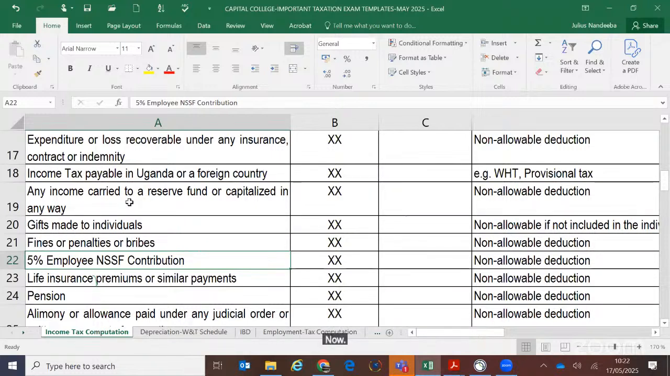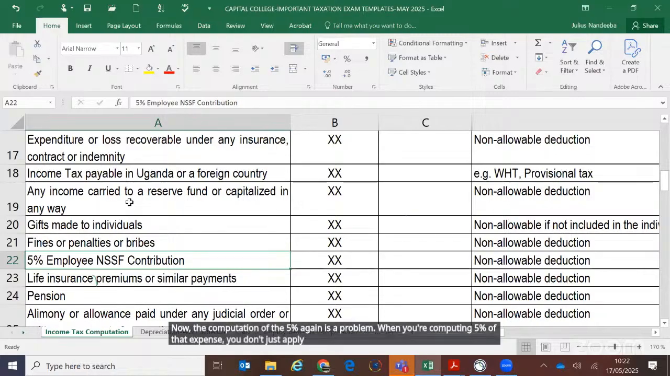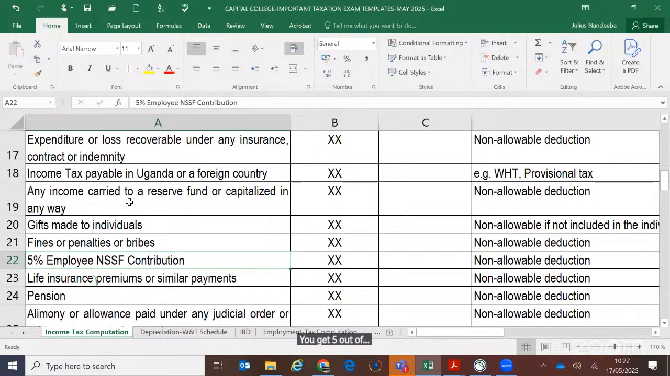Now, the computation of the 5% again is a problem. When you're computing 5% of that expense, you don't just apply 5% on that expense. You get 5 out of 15 times that expense. That will give you the 5% that you want to disallow and add back.